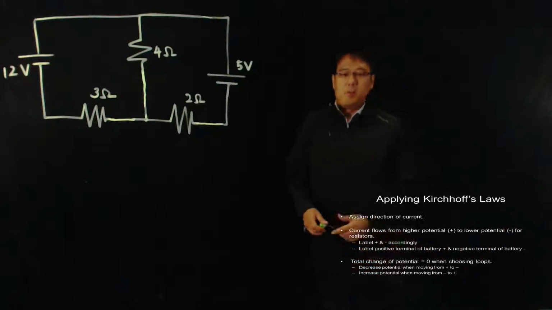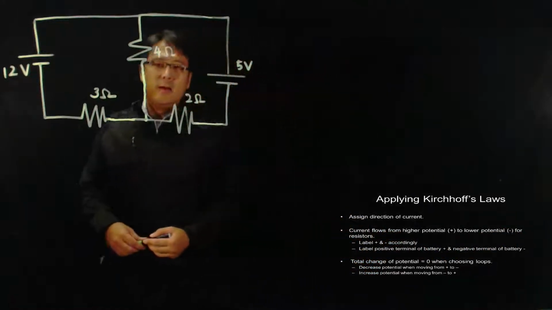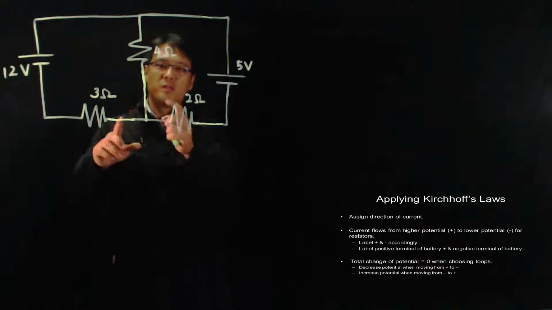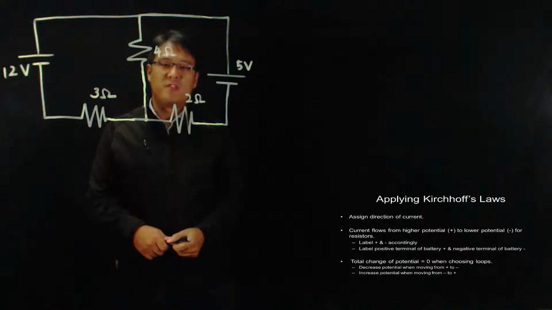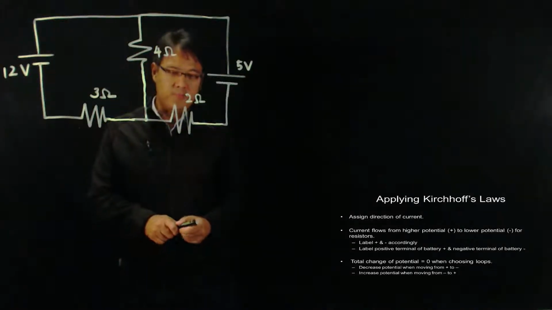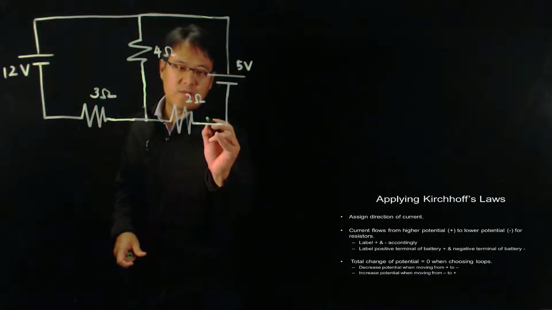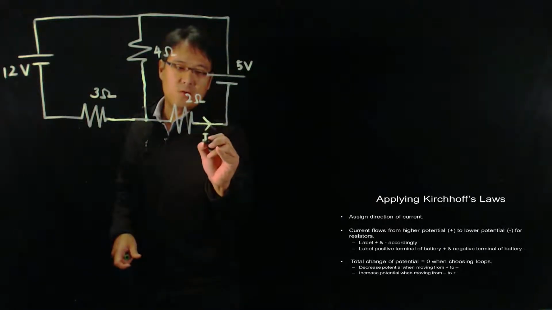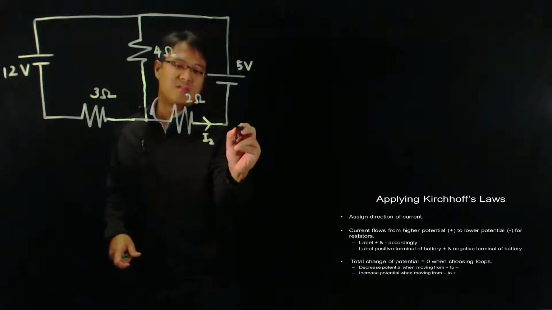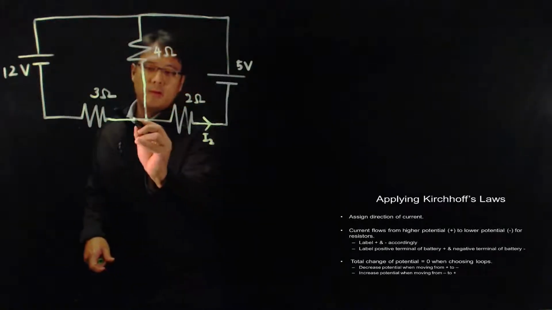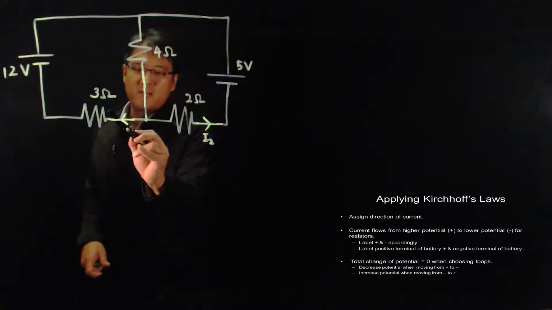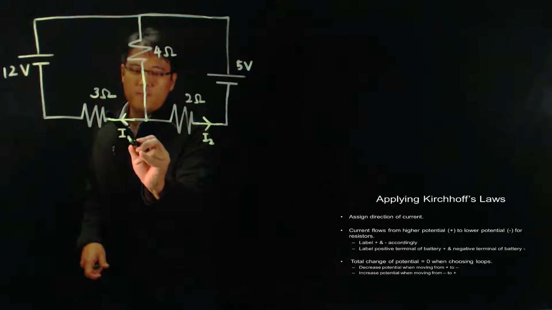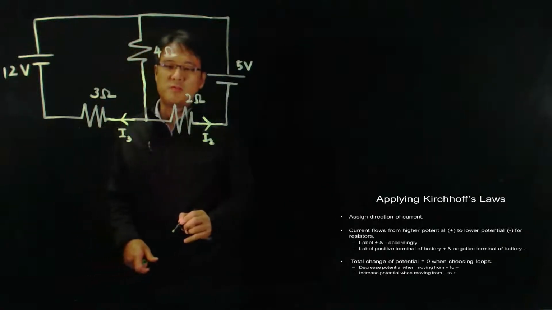All right, let's apply Kirchhoff's laws to this circuit to solve for the current flowing through each of the resistors. The first step is to assign the direction of current. Let's call the current passing through the 2 ohm resistor I2. Let's choose its direction to be from left to right. Current flowing through the 3 ohm resistor, let's call it I3. Let's choose its direction to be as follows.